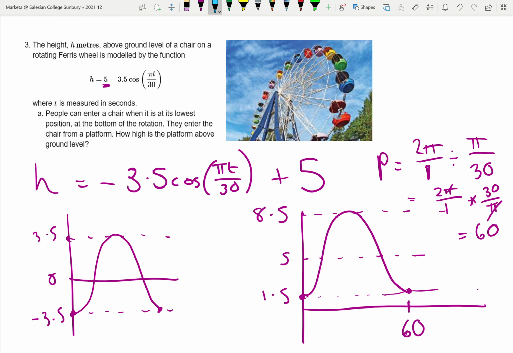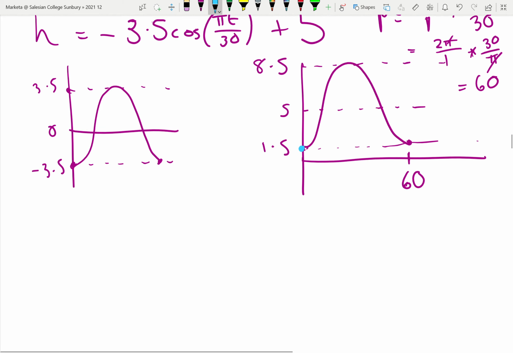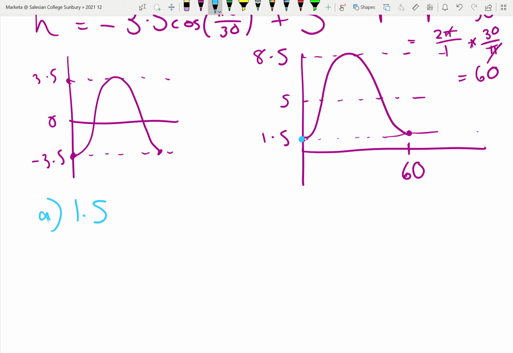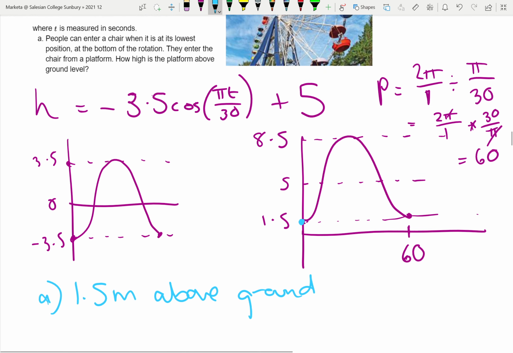So let's see, the people can enter a chair when it is at its lowest position at the bottom of a rotation. They enter the chair from a platform. How high is the platform above the ground level? So it must be that people are entering here, so it must be 1.5 meters above the ground. So for A, 1.5 meters above ground. All right, let's have a look at B.